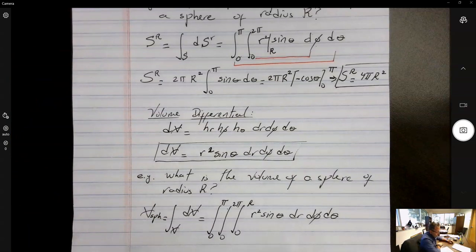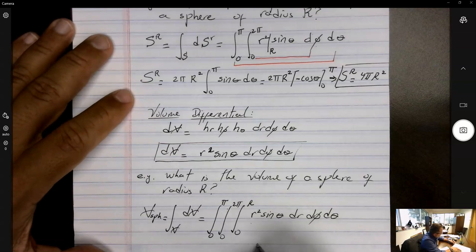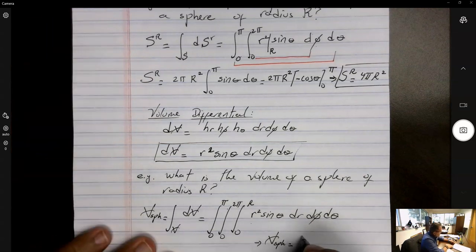So if we integrate this, note that we first integrate over r, and we get r cubed over 3. Then we integrate over phi, which is just phi times 2 pi. So that will be 2 pi r cubed over 3. And then we integrate the sine of theta over theta. And at the end of the day, we'll get that the volume of a sphere is equal to 4 pi r cubed over 3. It all comes from this expression right here.